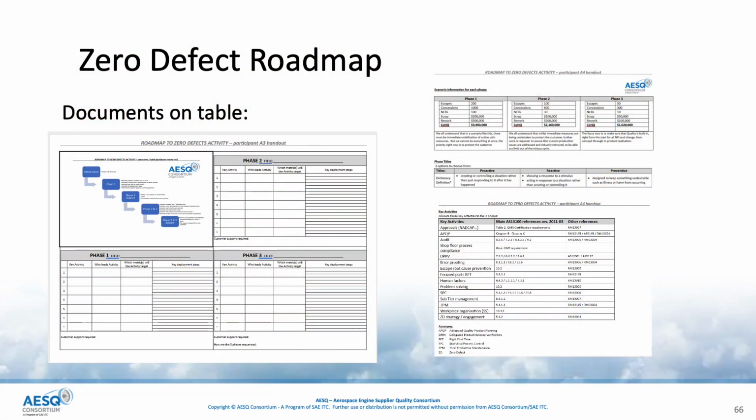Also below that shows the potential titles of each phase. Is it proactive? Is it preventive? Is it reactive? So when we go through phase 1, we want you to name that. Each phase needs to have a title. What's the appropriate title for phase 1? You'll need to decide that as a team. The key activities are listed below. And we'll see a little bit more of that in an upcoming slide.